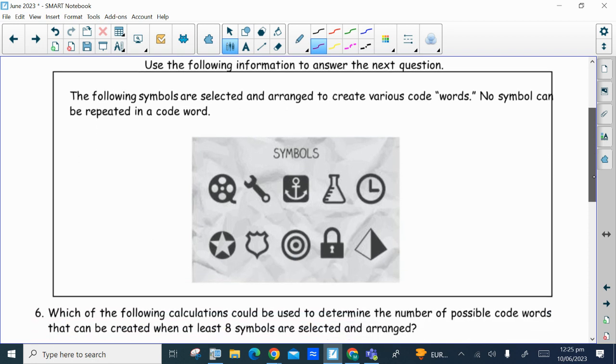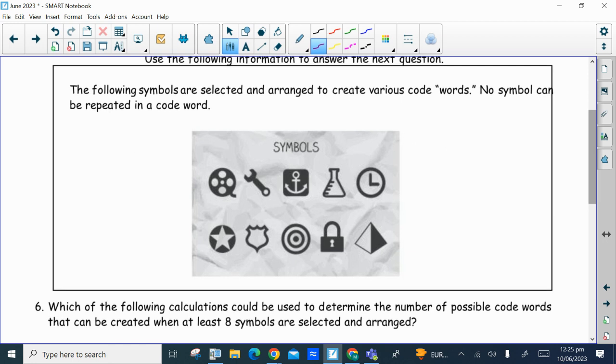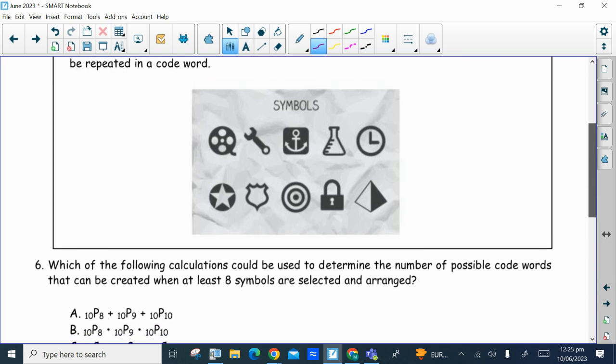Following symbols are selected and arranged to create various code words. No symbol can be repeated in a code word. So there we go, no repetition. Which of the following calculations could be used to determine the number of possible code words that could be created when using at least 8 of these symbols selected and arranged? So as soon as you see that word arranged, you know that order matters. So therefore it is a permutation. The word at least means 8 or more.